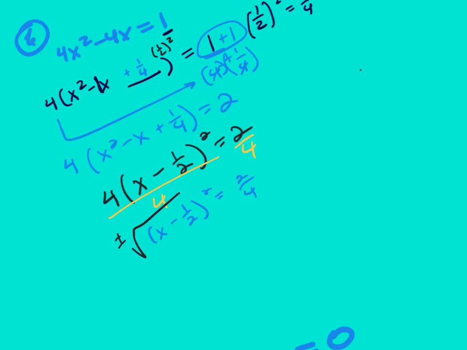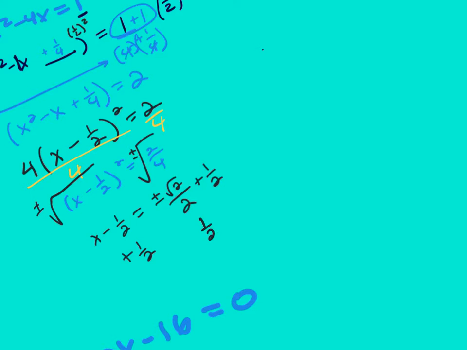When I go to square root it, it's plus and minus. I get x minus 1/2 equals plus and minus root 2 over root 4, which is 2. Then I add the 1/2. And my two answers are 1/2 plus root 2 over 2 and 1/2 minus root 2 over 2.